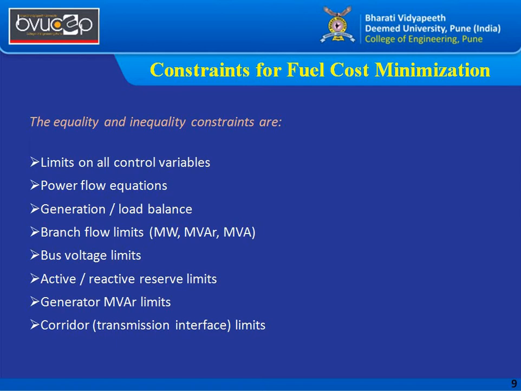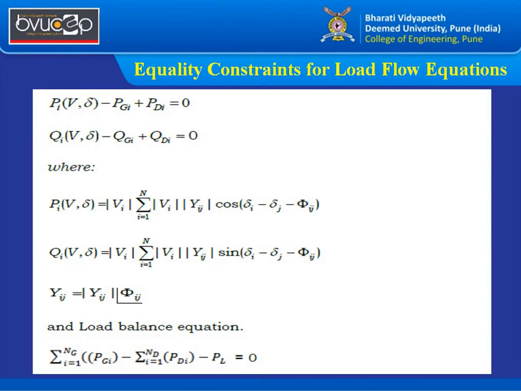So the equality and inequality constraints are limits on all control variables, power flow equations, generator load balance, branch flow limits, that is how much is the active power and the apparent power flowing through each branch, bus voltage limits, active power, reactive power, reserve limits, which are the reserve capacity which can be used in case of any failure in the generation units, generator reactive power limits, and the corridor transmission, which is between, where it can be interstate, intrastate, or it can be at the international level. So these are very important.